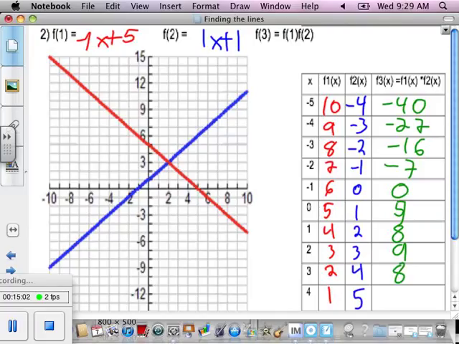2 times 4? 10. Try again. 5 times 1? Well, I found the vertex. Haha, cool. What is the vertex? It is 2 and 9. 3 and 9. 2 and 9.